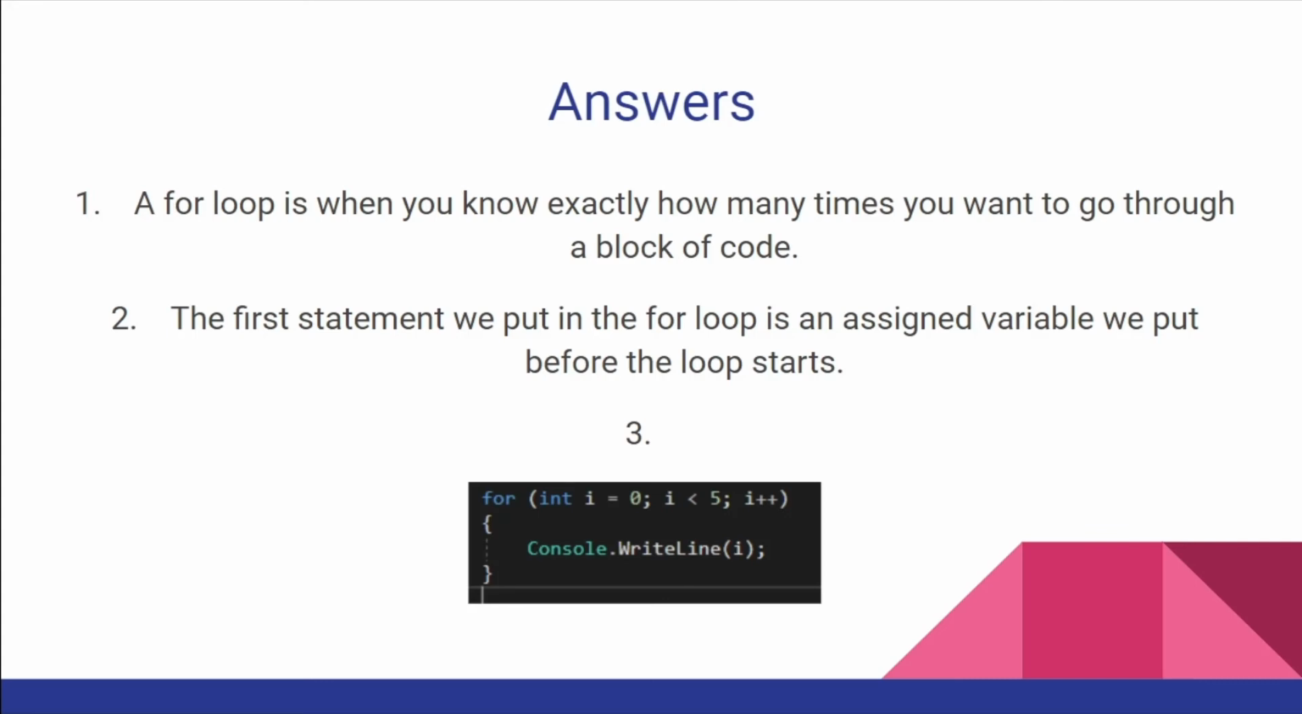A for loop is when you know exactly how many times you want to go through a block of code. So that was number 1. Number 2, the first statement we put into the for loop is an assigned variable we put before the loop starts. That's what I mentioned before: the number where it's going to start out when the program runs. And number 3, that's an example. You could technically write anything as long as there's a for, an int variable equals whatever number. Along those lines, it could be a decrease instead of the plus plus. And that's mainly what the for loop is about.